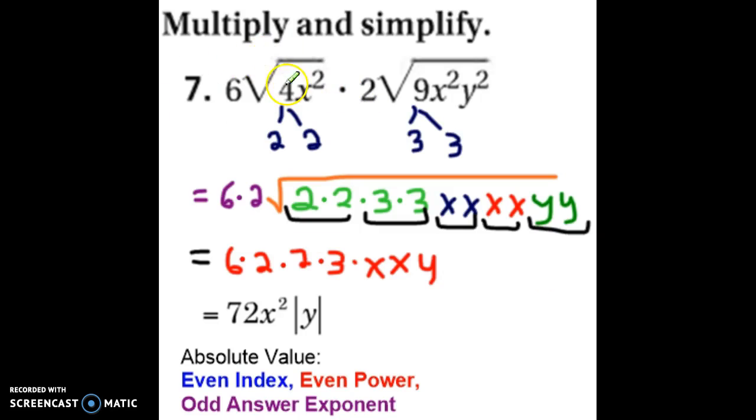In problem number 7, I'm going to multiply these. I have the same index, so I can multiply. First, I'm going to factor 4. I got 2 and 2.